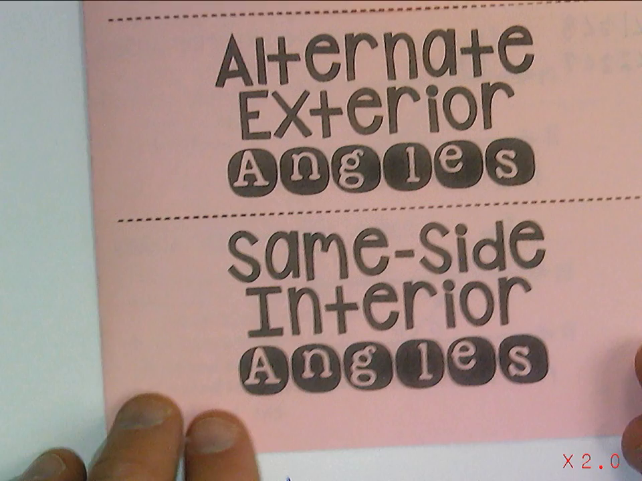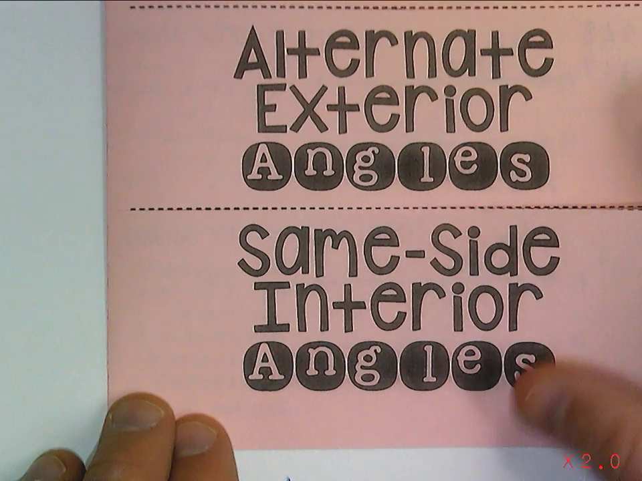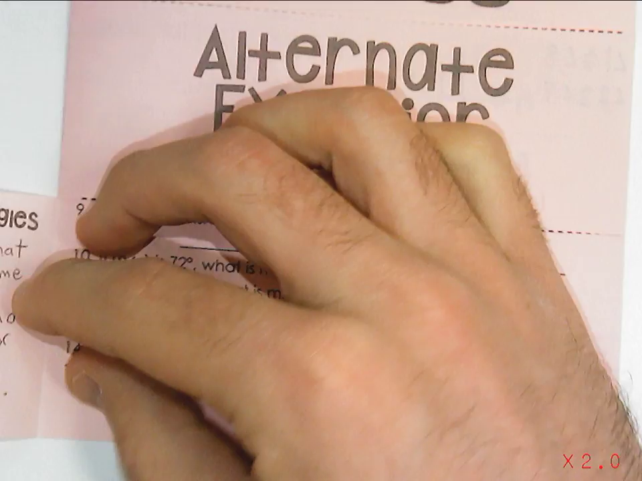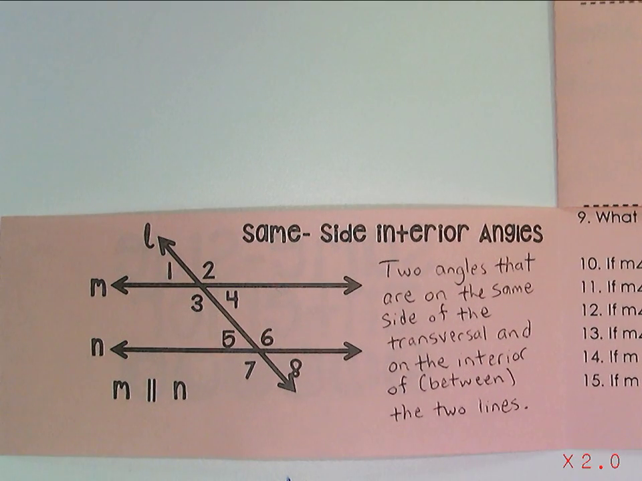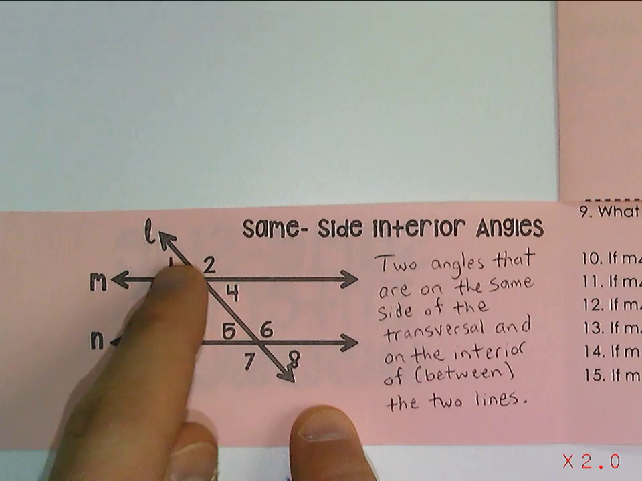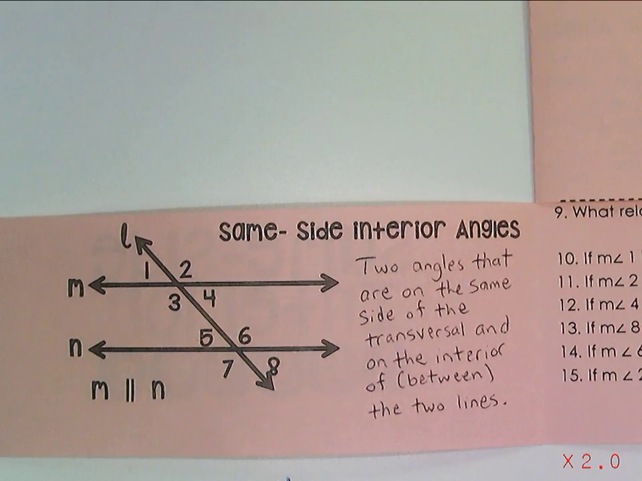And last but not least, we have same side interior angles. What that means is 2 angles that are on the same side of the transversal and are on the interior of, or between, the 2 parallel lines. So we're looking at interior here, but now we're looking at the same side. And there's something special about these, which I'll point out here in a second.